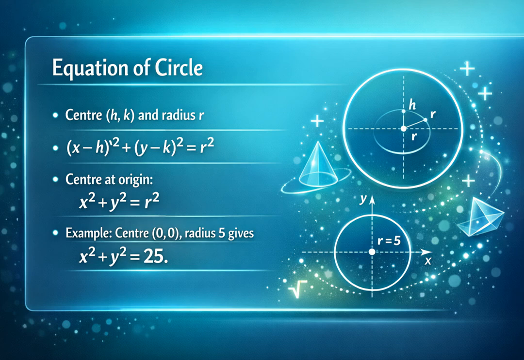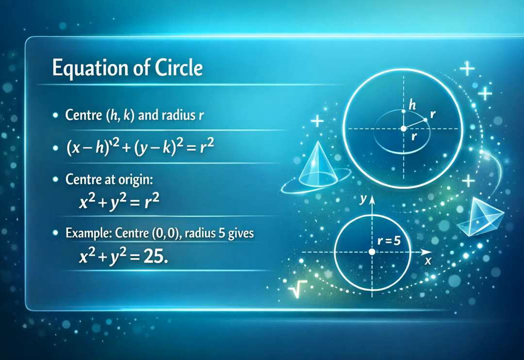The equation of a circle with center (h, k) and radius r is (x minus h) squared plus (y minus k) squared equals r squared. When the center is at the origin, this simplifies to x squared plus y squared equals r squared. For example, a circle with center (0, 0) and radius 5 has equation x squared plus y squared equals 25.